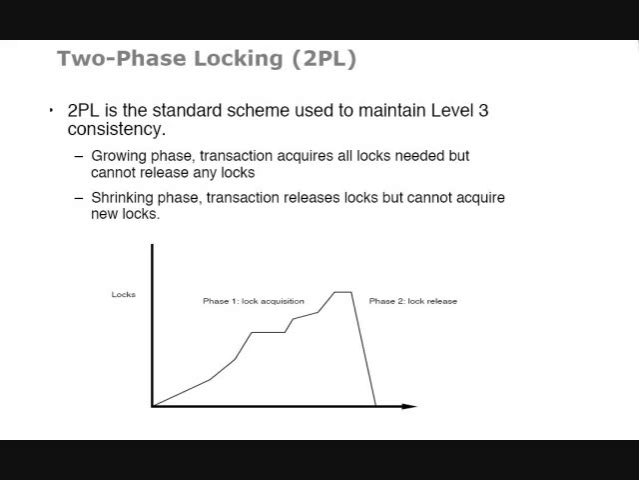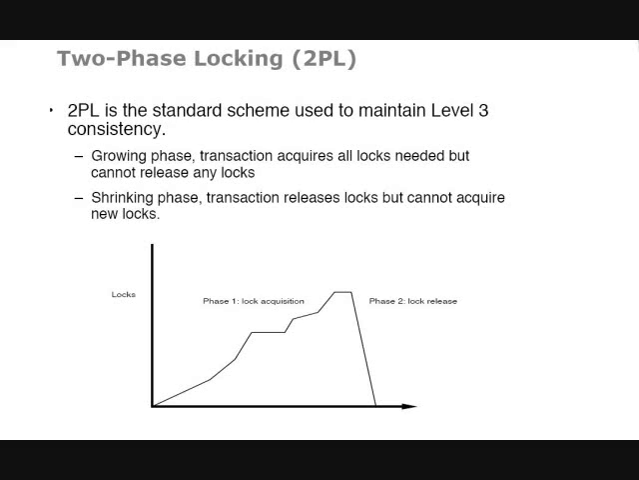So the idea of two-phase locking, which is the standard scheme used to maintain the level 3 consistency that we talked about earlier, the highest level of consistency, is that the locks are managed in such a way that there is a growing phase and then there is a shrinking phase. In the growing phase, a transaction has to acquire all of the locks that it requires for its operation, and it doesn't release any locks. In the shrinking phase, the transaction releases the locks, but it cannot acquire any new locks.